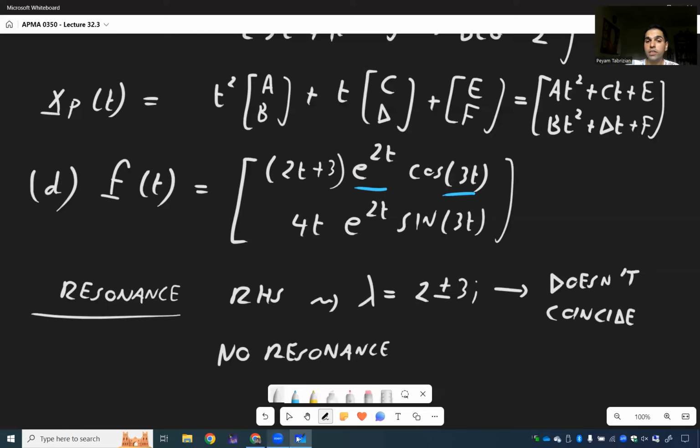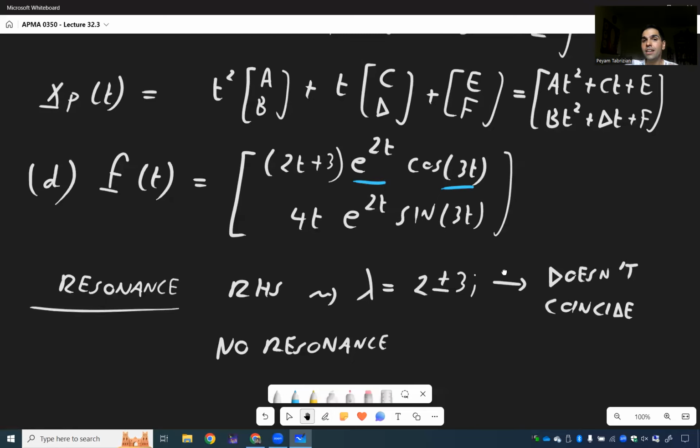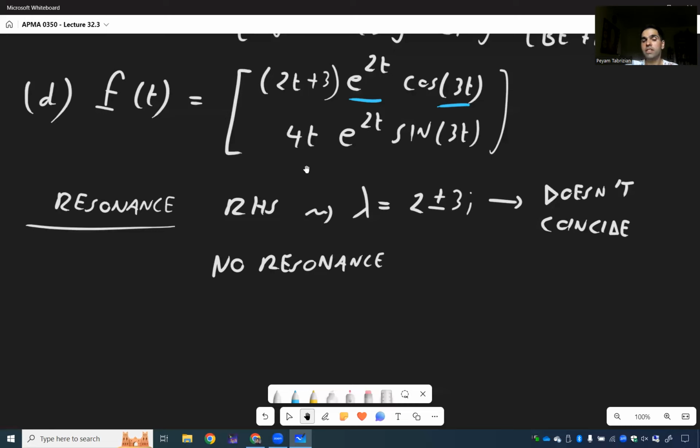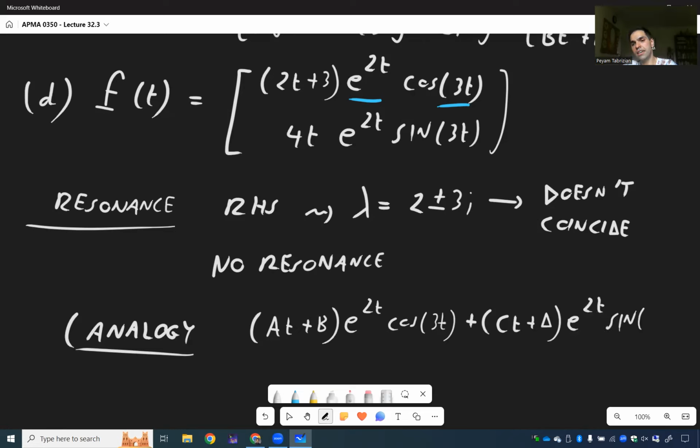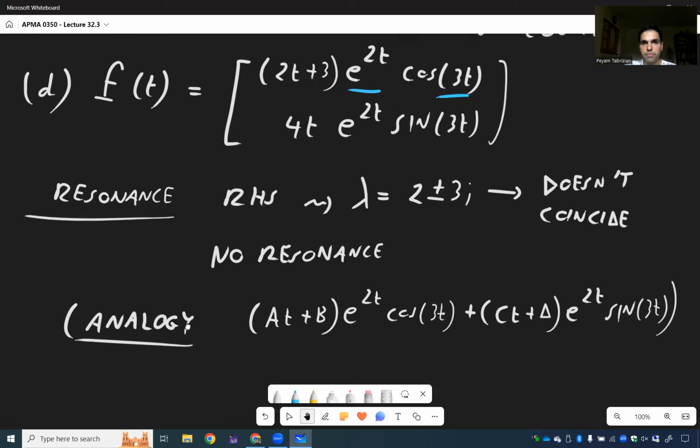Okay, but the question is, what do you guess here? Well, first of all, this 2t plus 3 and 4t have degree 1, so definitely something of degree 1. And here, my best suggestion is just do it by analogy with scalar equations. Because usually you would guess At plus B, e to the 2t, cosine 3t, and then plus Ct plus D, e to the 2t, sine of 3t. But now we just have everything in terms of vectors.